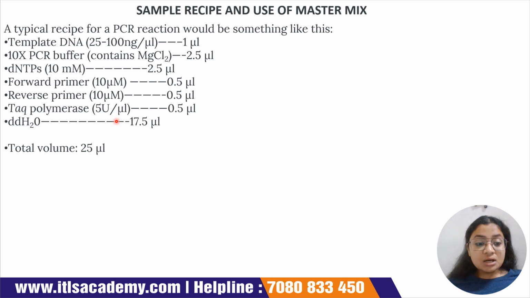So what will be its concentration? 5 units per microliter. Okay, U for units, and that we will again take in 0.5 microliter amount. Okay, so see, forward primer, reverse primer and Taq polymerase, the volume of all three is the same, 0.5 microliter. And lastly we have to take water. Okay, double distilled water we have to take, and the amount of water will be the highest, 17.5 microliter.